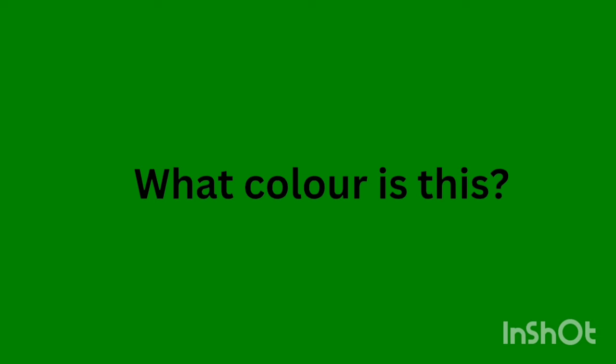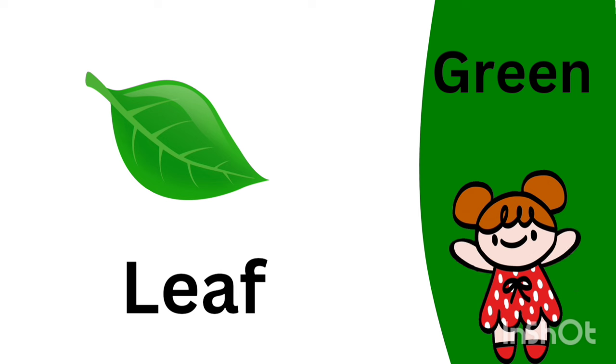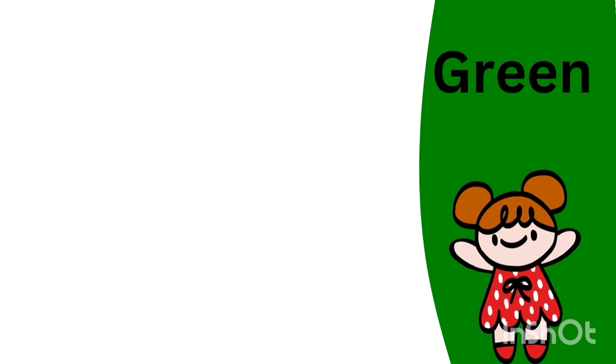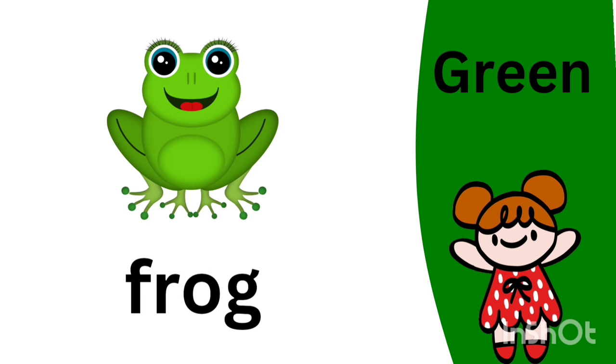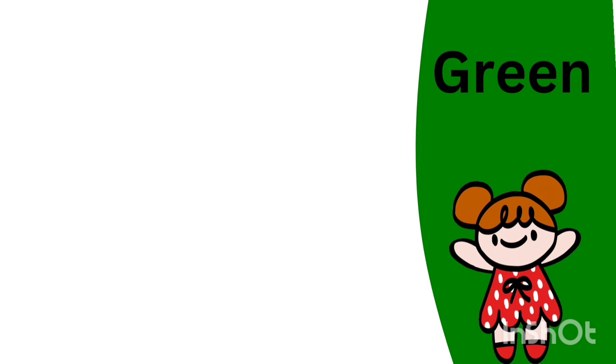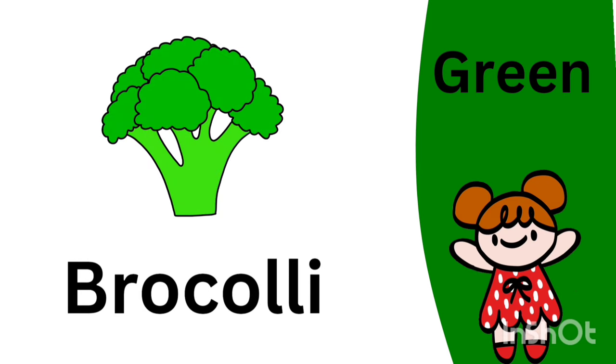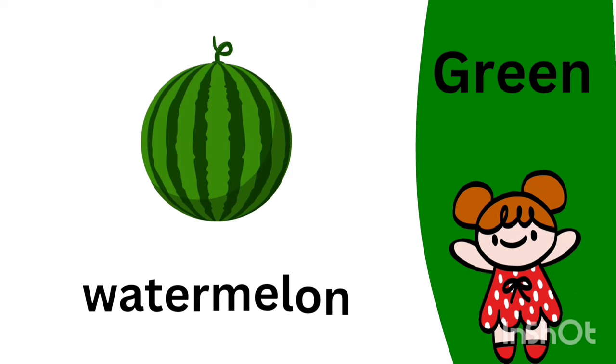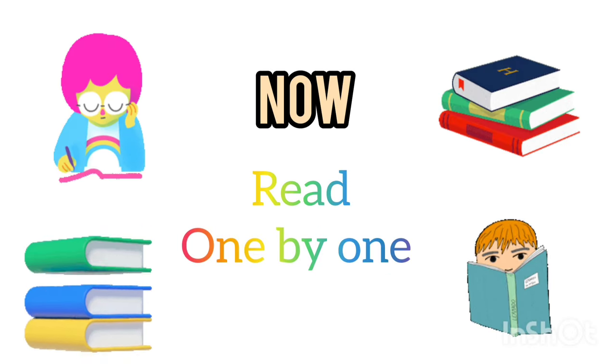What color is this? This is the color green. It spells G-R-E-E-N. Green. Leaf is green. Frog is green. Parrot is green. Broccoli is green. Watermelon is green. Now read one by one.